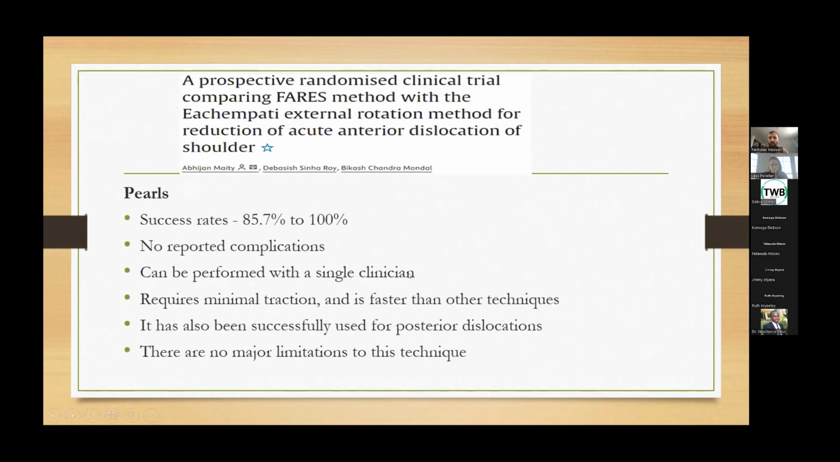So why is this technique good? It has about 85 to 100% success rates. There are no reported complications following it. It can be performed by a single clinician, as you've seen in the images. One clinician could just do all the different maneuvers. And then it's fast, almost always easy to implement in the EDs. And the very good thing about it is that it's also effective for posterior dislocations. So if you're not sure where the dislocation is, or you've not been able to obtain imaging for the patient, this is a maneuver that you can implement because it's going to be effective even for posterior dislocations.